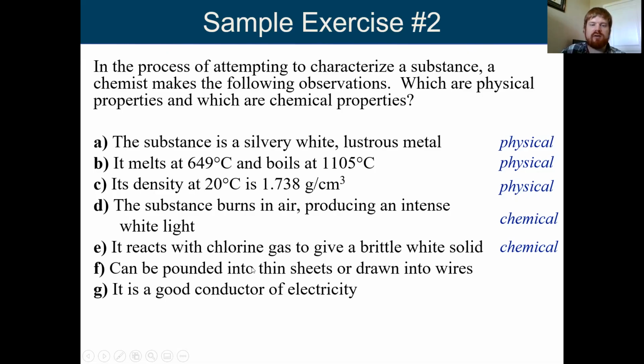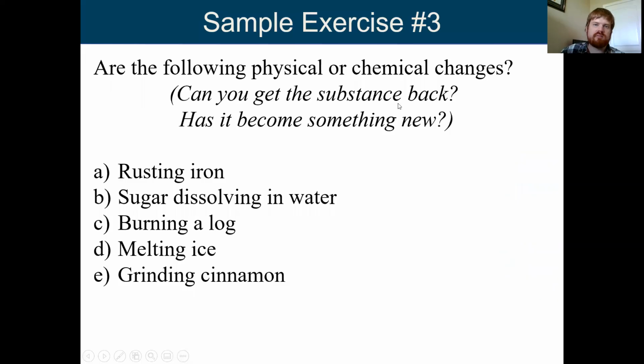F, it can be pounded into thin sheets or drawn into wires. Well, that's just changing the shape. So that's a physical property. And it is a good conductor of electricity. Well, that is also a physical property because you can measure the conductivity without changing the identity of the substance.